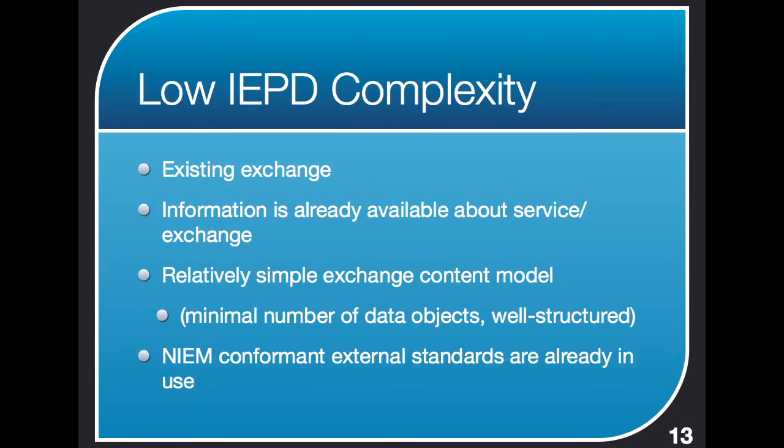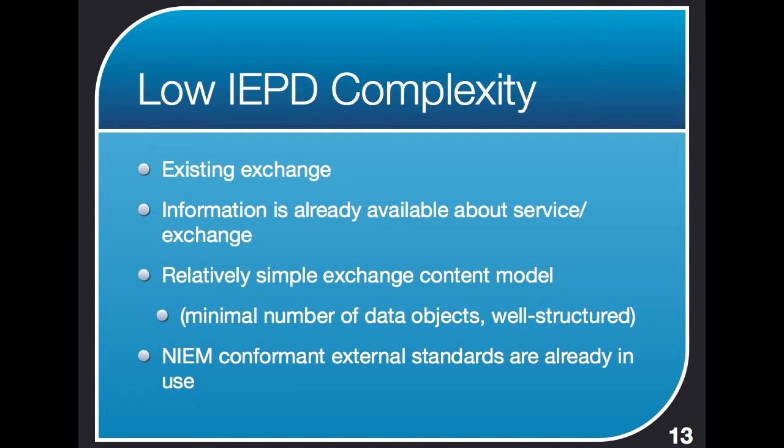Factors that lead to a low IEPD complexity include things like existing exchange. Is it an existing exchange? I mean, if there's already an exchange, then a lot of the documentation is going to be available about what the pieces are, and they might even be formatted well. Is information available about the exchange? Can you find lots of diagrams that tell you exactly what goes into it, or other sorts of documentation? If so, then that helps lower the complexity.